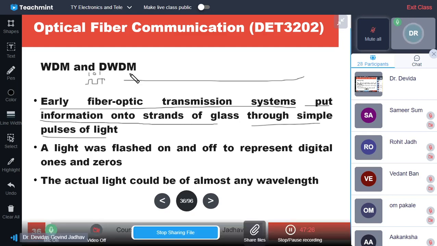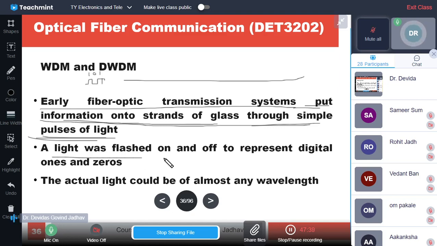The transmitter and receiver know that this level of intensity of light is 1, and this level of intensity of light is 0. So this is the early optical fiber transmission system, which put the information into the strand of glass through simple pulses of light. The light was flashed on and off, isn't it? Light was just flashed on and off. The source is made on and off to represent the digital ones and zeros.